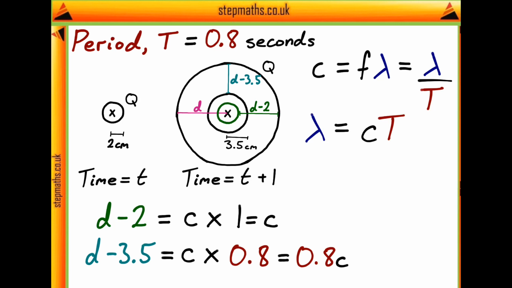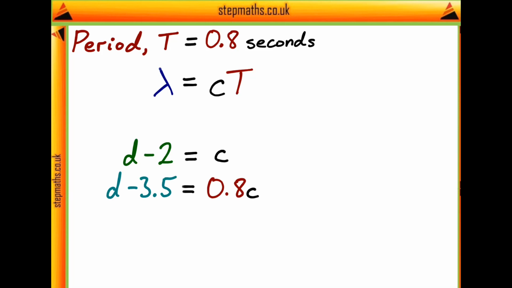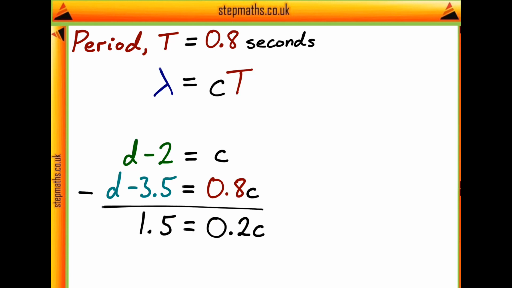And now this is really useful because we have two different equations which have our speed c in it and our distance d. So with two equations and two unknowns, we can find out what both of them are. There are multiple ways of solving these equations, but I'm just going to take one away from the other. Doing this, we get that 1.5 is equal to 0.2c. So dividing by 0.2, we get that c is equal to 7.5 centimetres per second.